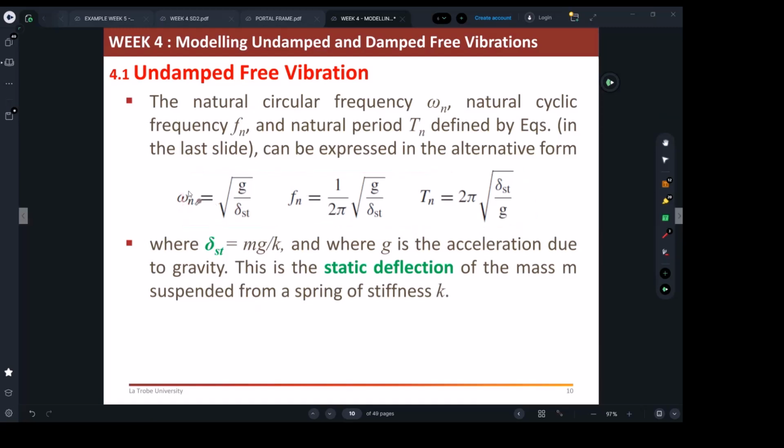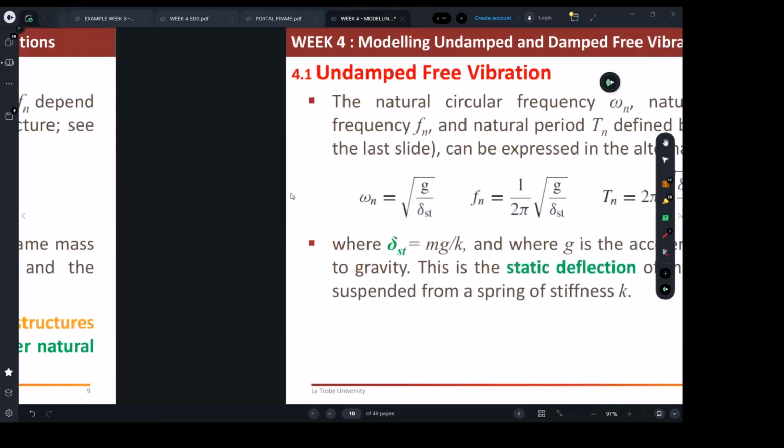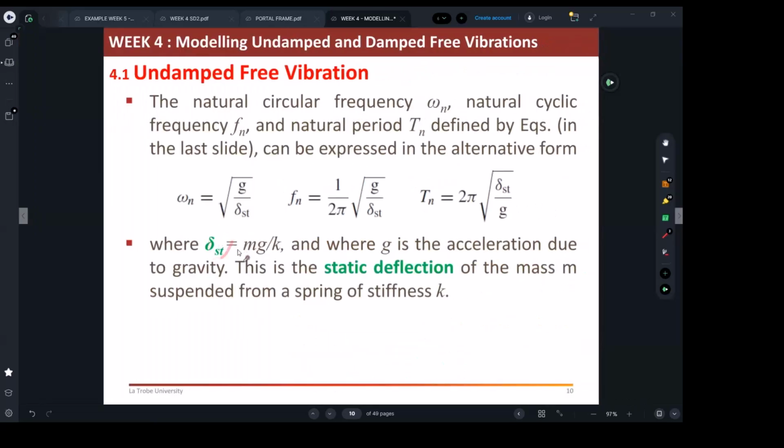So the natural circular frequency, natural cyclic frequency, or natural time period can also be defined with different parameters, not only stiffness over mass, because the stiffness can be replaced by the static displacement. Stiffness can be related to the static displacement. This simply comes from what we all know.